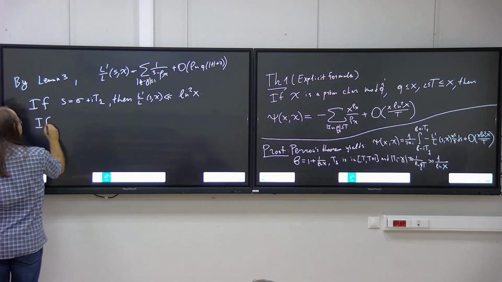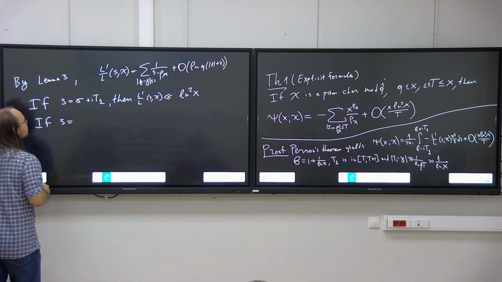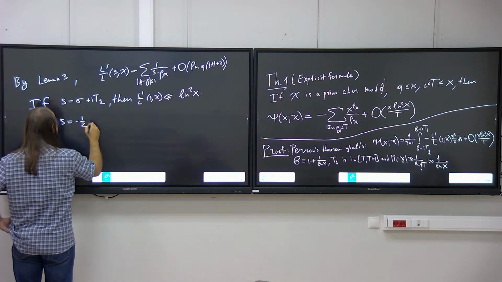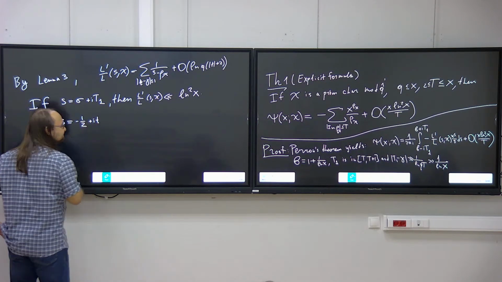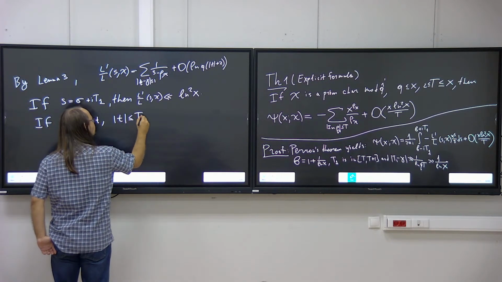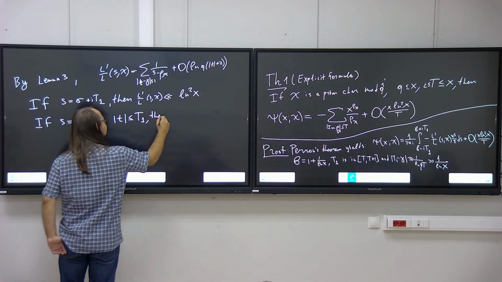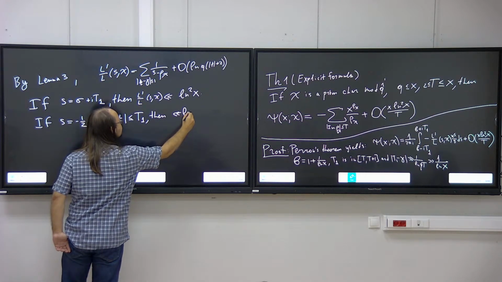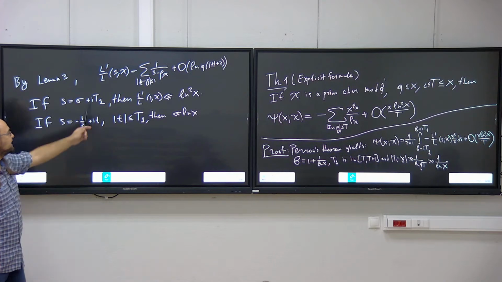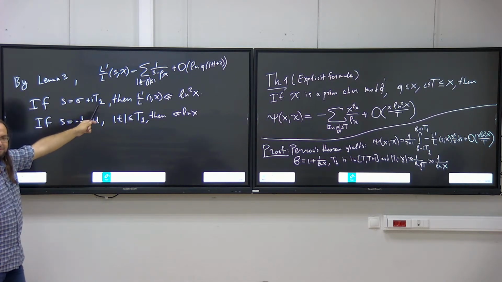If s is equal to, say, minus 1/2 for no particular reason, plus it, and the absolute value of t is at most T1, then it is at most logarithm of x. This is for the same reason, but every summand will give you at most big O of 1, right?